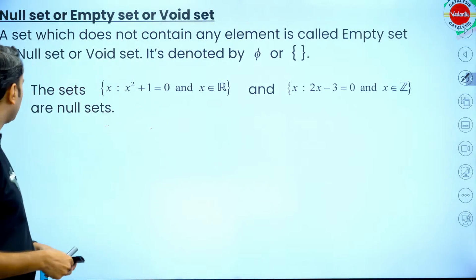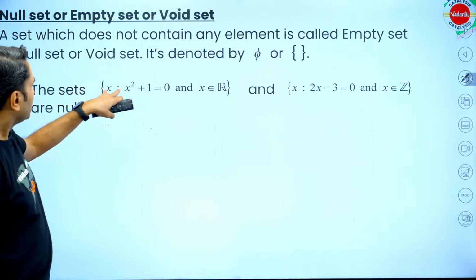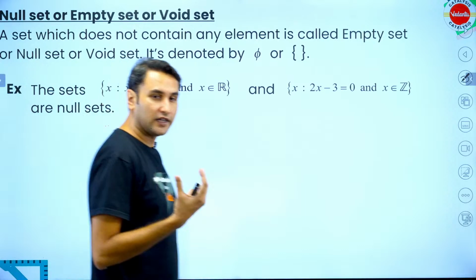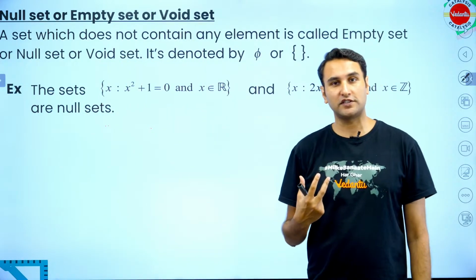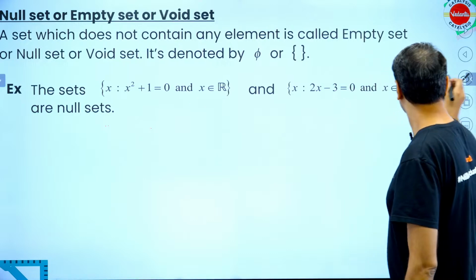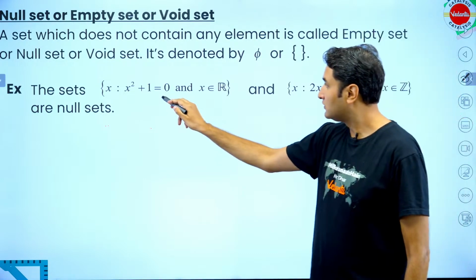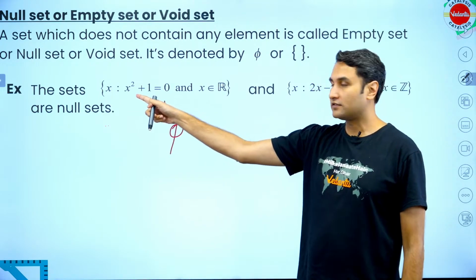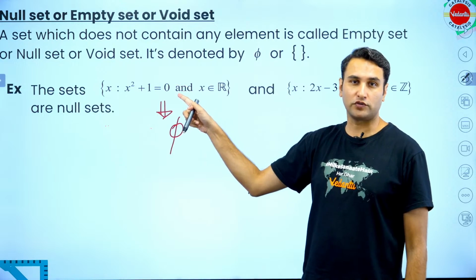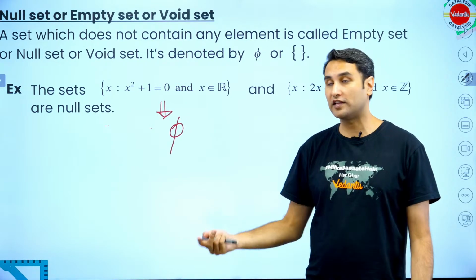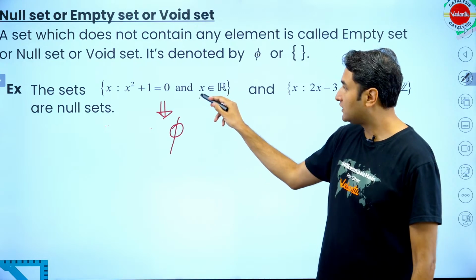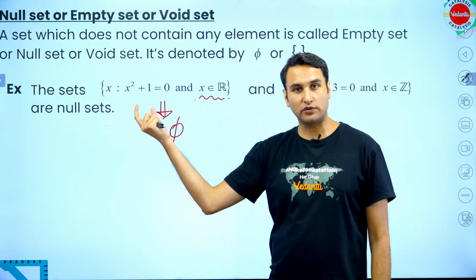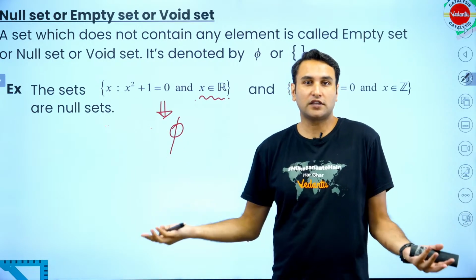So look at some of the examples. Look at this. Set of all x such that x square plus 1 equal to 0, x belongs to real numbers. Is there any real number such that x square plus 1 is equal to 0? Any? What does it mean? It implies null set. There is no x which can make x square plus 1 equal to 0. There is no real number. I'm not talking about complex numbers. Hence, the outcome is nothing, null set.